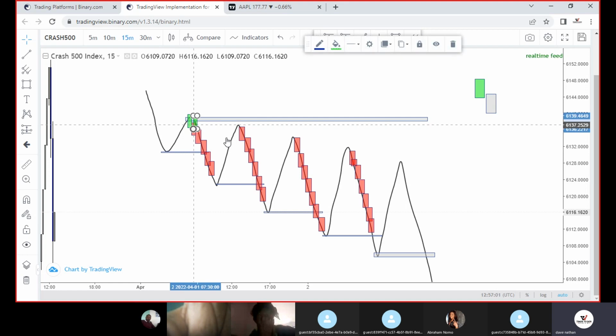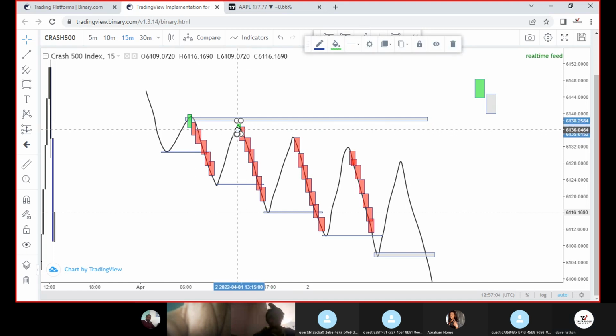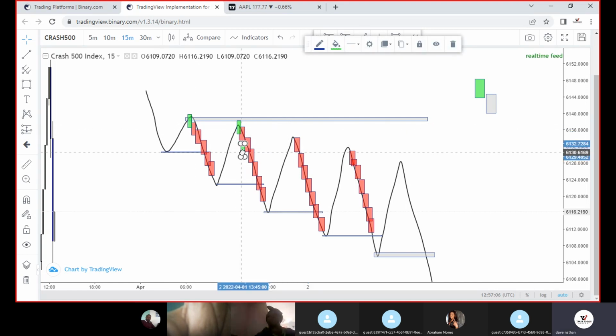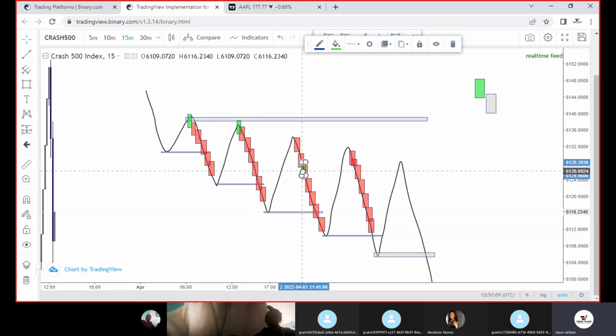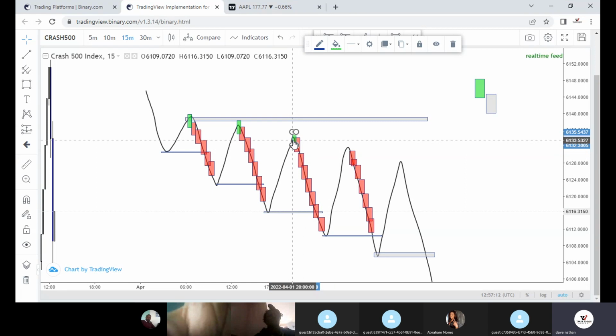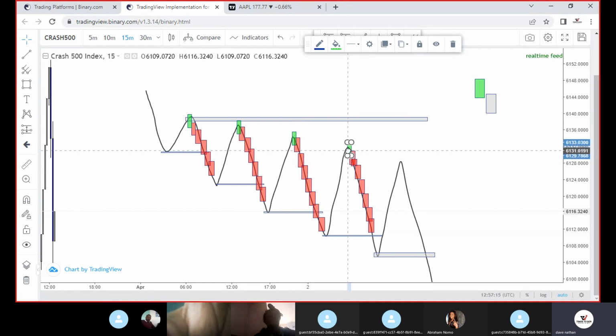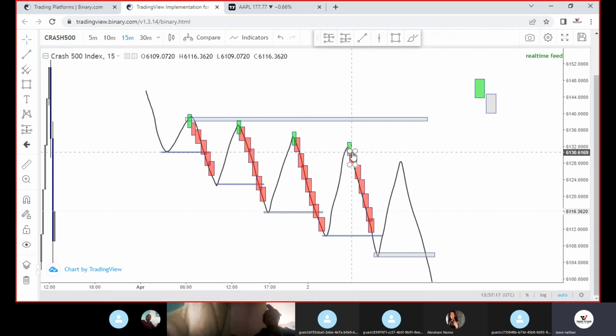The last bullish candle before the bearish candle, the last bullish candle could be here, could be here, could even be here. All right, so this is where the order block concept comes in. The last bullish candle before the series of bearish candles that led to the break of this structure.